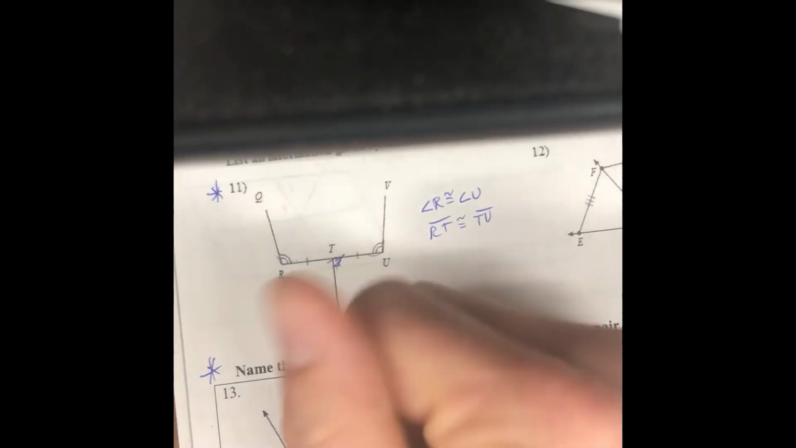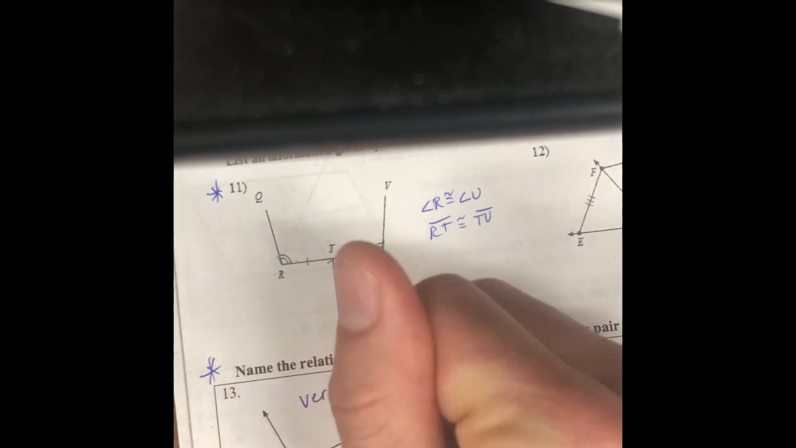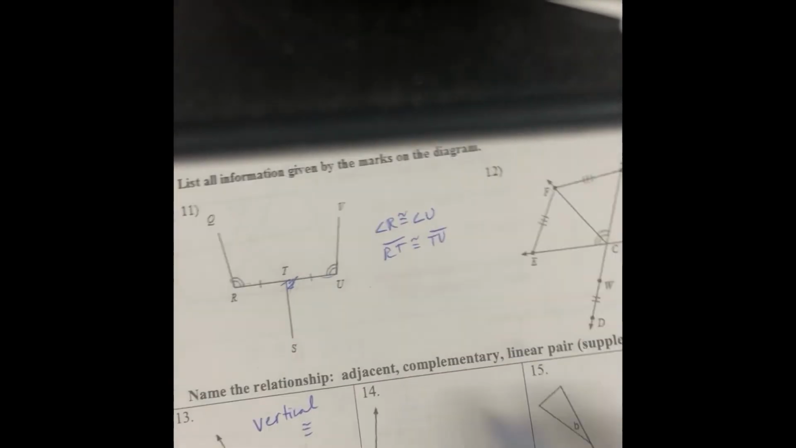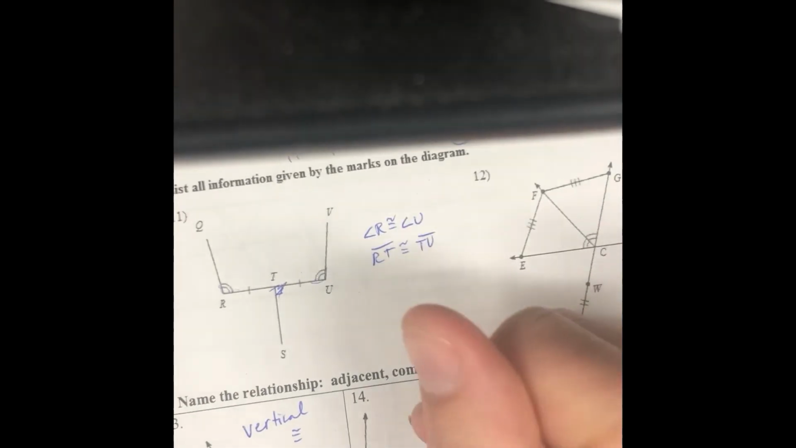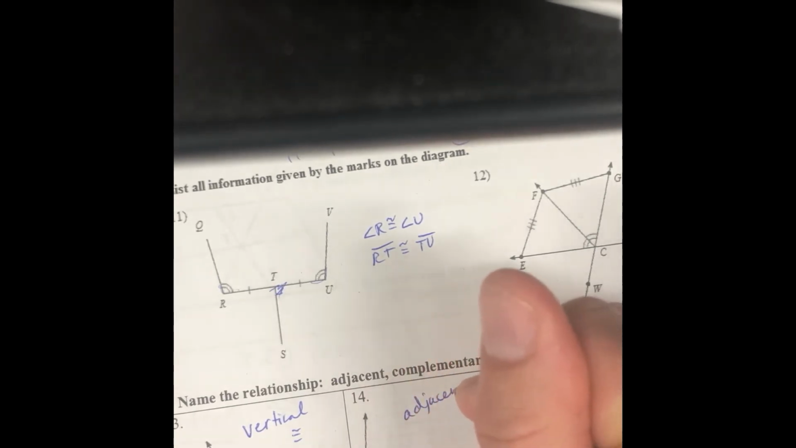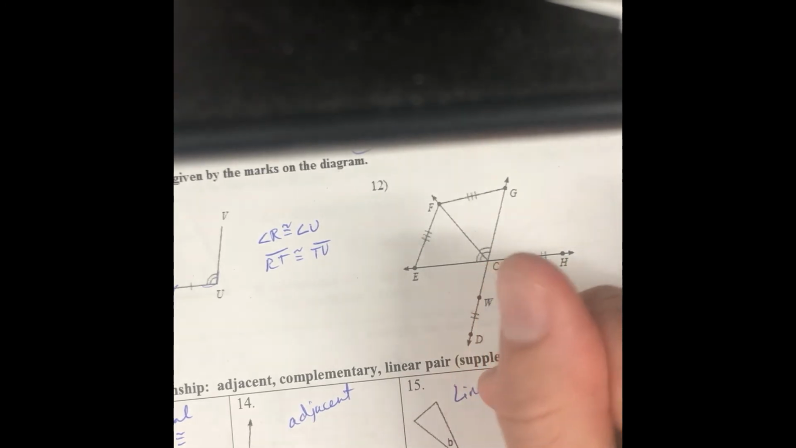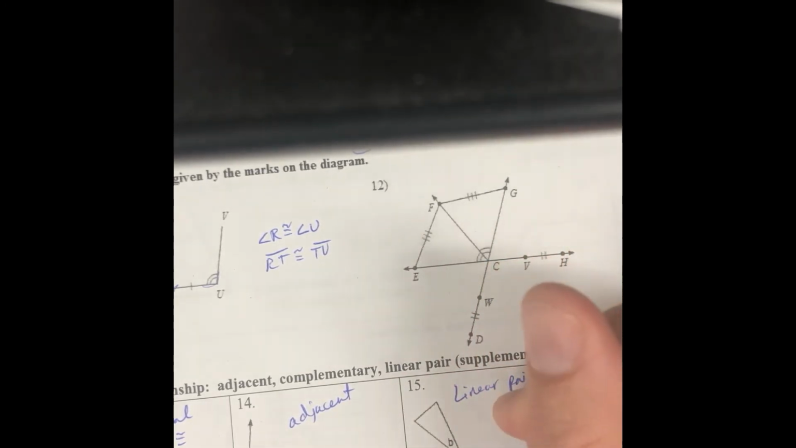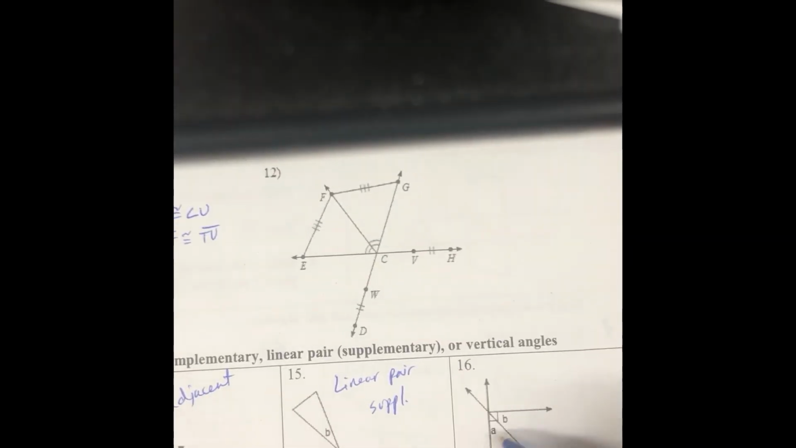Okay. Name the relationship. A and B are vertical, and they are congruent. B and A are adjacent, which means they're beside each other. A and B are a linear pair, and that is supplementary. And then A and B here are complementary, which means it adds up to 90 degrees.